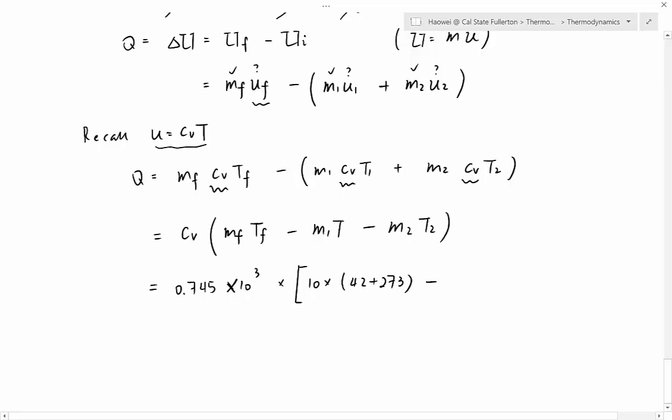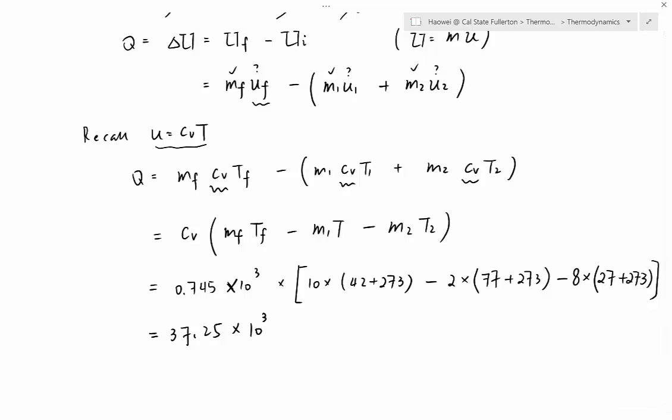Minus M1, M1 is 2 kilogram, and what is T1? T1 is 77 Celsius, converted to Kelvin. Minus M2, M2 is 8 kilogram, and T2 is 27 Celsius, and again, converted to Kelvin. So now, the solution is 37.25 times 10 to the third. This is the solution. And what will be the unit of the solution? Because I used SI unit for everything in the right hand side, your solution must be in SI unit.